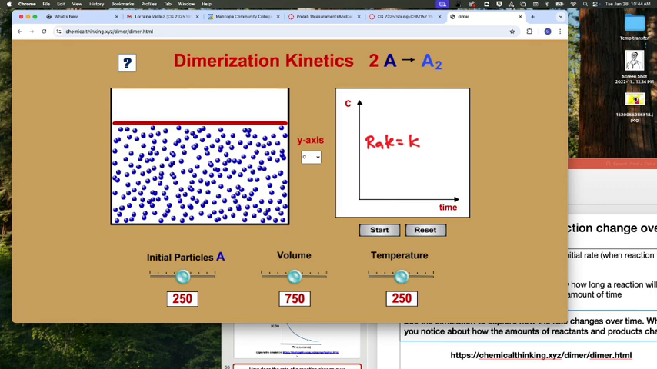Concentration of our reactant. Let's just stop right there at concentration. What are the units of concentration? Moles per liter. Moles per what? Liter. What is liter a measure of? Volume. Did we change the volume? Yes. Sneaky.